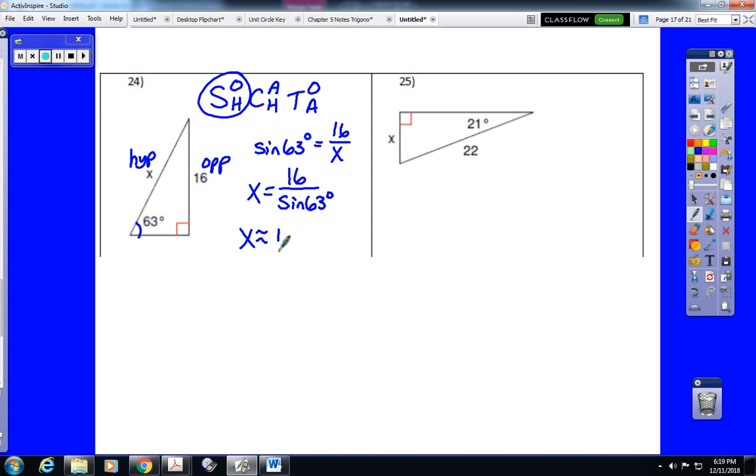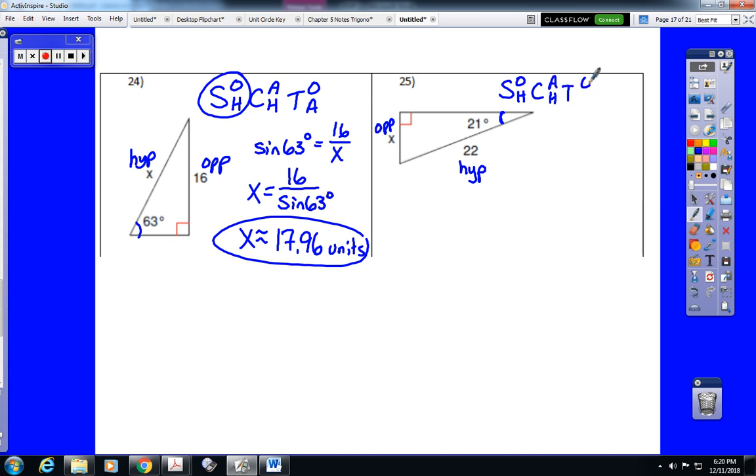or 17.96 units. Now if you're unsure how I did that, go back and look at the examples for numbers 22 and 20. It is exactly the same work. Alright, 25 is a little bit different. Here we have x is the opposite and 22 is the hypotenuse. So it's not really different in how we start. We still need to figure out which trig function to use. So we still consider SOHCAHTOA, and we say to ourselves, well, we have opposite and hypotenuse, that is sine.